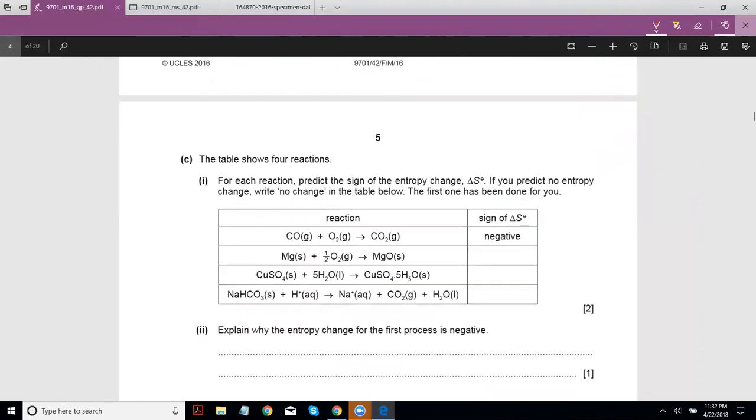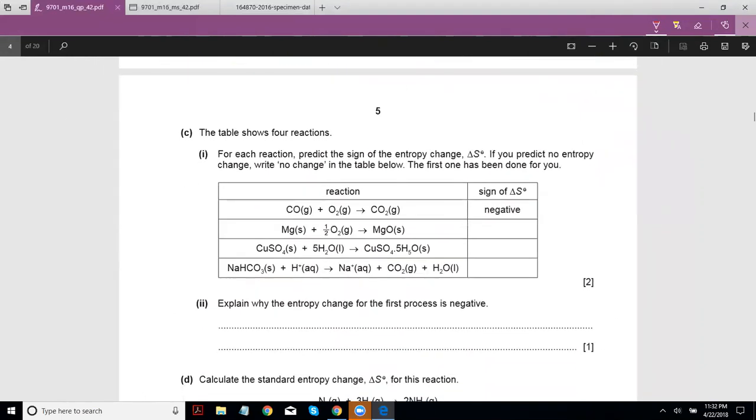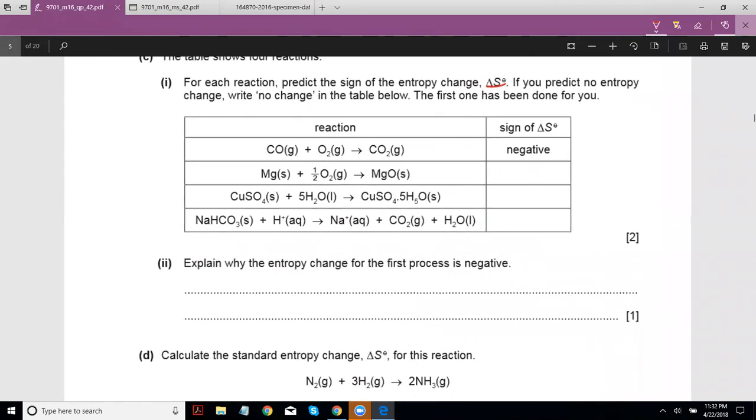So the table shows 4 reactions. For each reaction, predict the sign of the entropy change. So increases is positive sign, decreases is negative sign. If you predict no entropy change, write no change. In the table below, the first one has been done for you. This looks like a familiar question, but anyway. So the first one is already done.